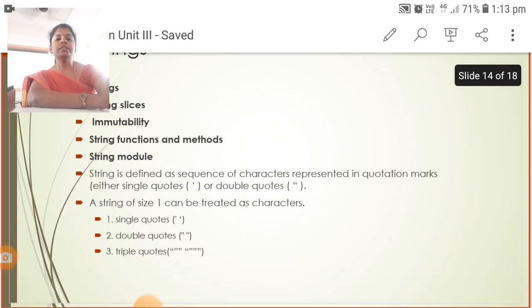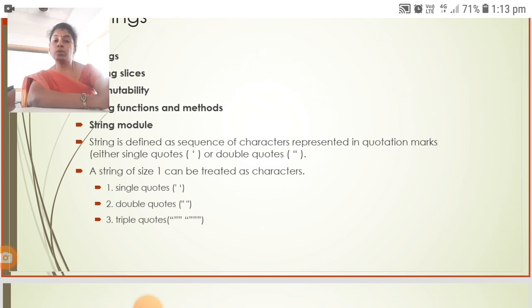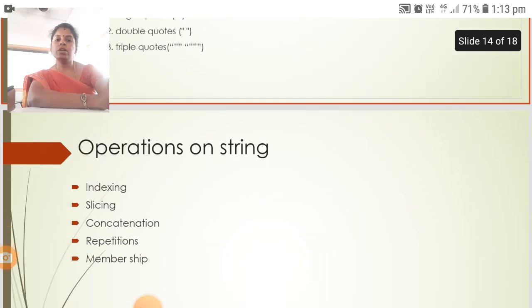The next is strings: string slices, mutability, string functions and methods. String module. A string is defined as a sequence of characters represented in single quotes or double quotes. A string of size 1 can be treated as a character. Single quotes, double quotes and triple quotes are used. The operations on strings are indexing, slicing, concatenation, repetition and membership.